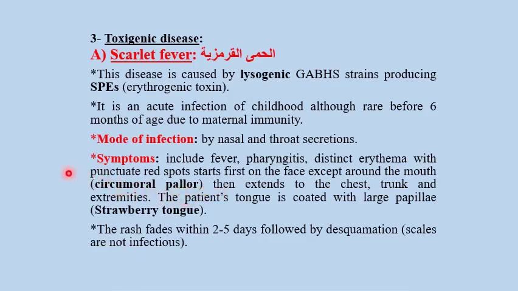Circum جاي من circular لأن الحتة اللي هي بتبقى white in color بتبقى circular around the mouth و oral around the mouth. Pallor جاي من إن هو it is pale in color because it is white in color. So this circumoral pallor is a very specific sign of this disease. Then it extends to the chest, trunk, and then the extremities. The patient's tongue كمان is very characteristic. It is coated with large papillae, and so they call it strawberry tongue.